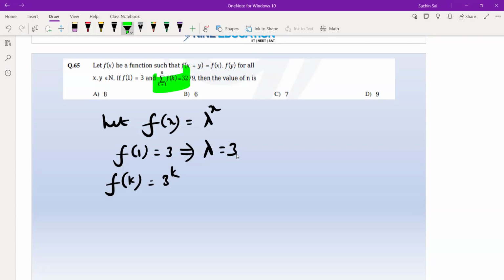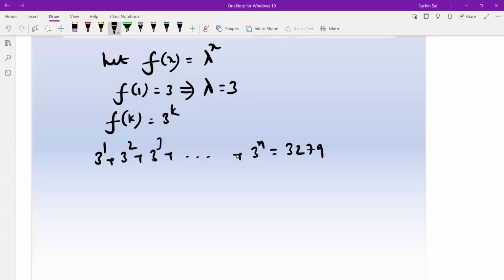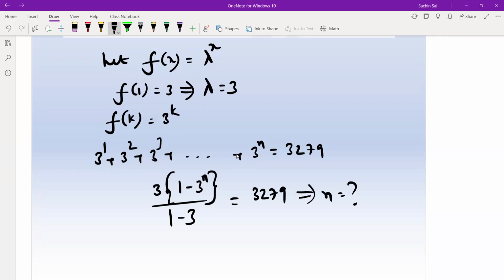And what does the summation mean? It means you have 3 power 1 plus 3 square plus 3 cube and so on up to 3 power n is 3279, right? So the left hand side is a sum in terms of a GP. So it will be the first term times 1 minus the common ratio to the power number of terms, by 1 minus 3. A into 1 minus r power n by 1 minus r. This is 3279. From this you can calculate the value of n, right?